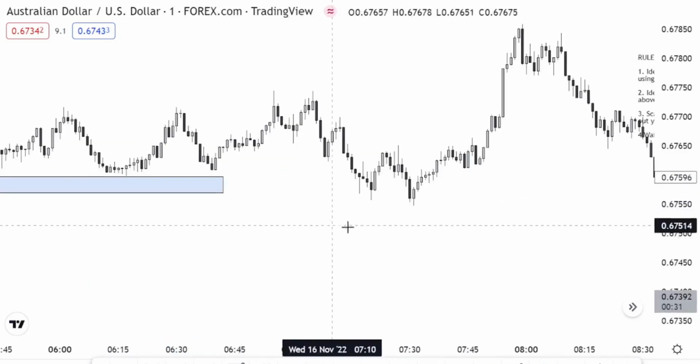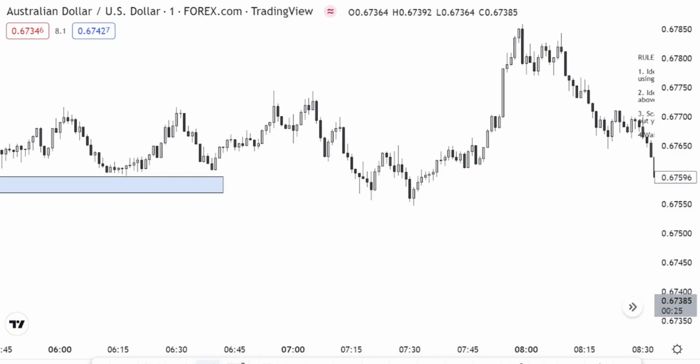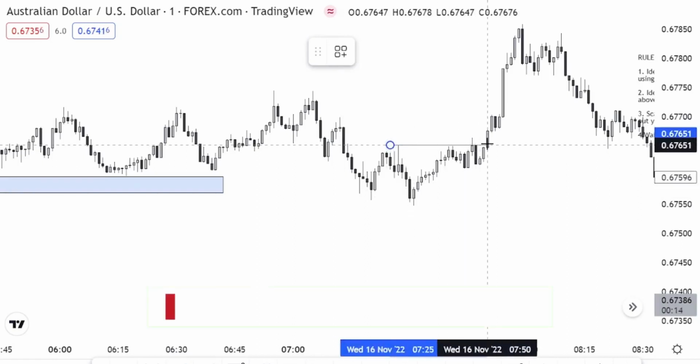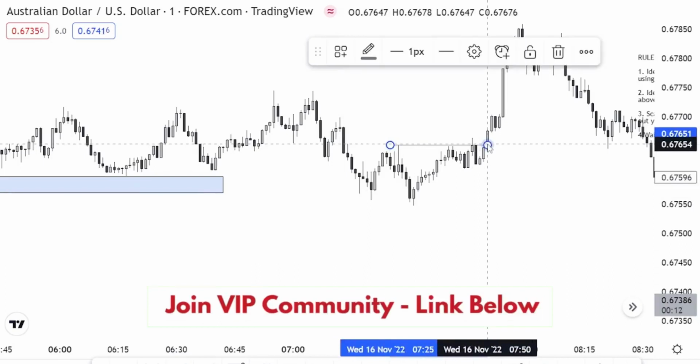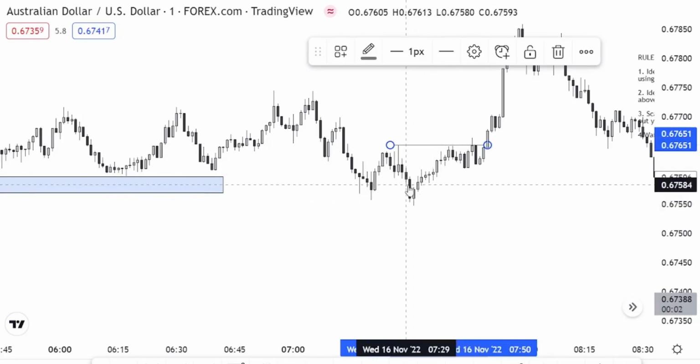All right, but we are looking. Okay, here, do we have anything here? Yes. Do we have a break of structure here? We have a break of structure here. Okay, we have that break of structure, right? Are we right? No, price didn't come back here too.